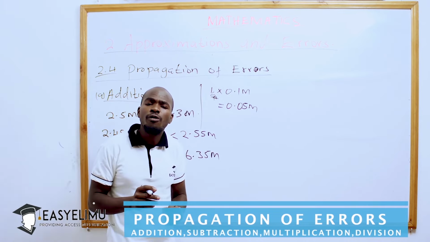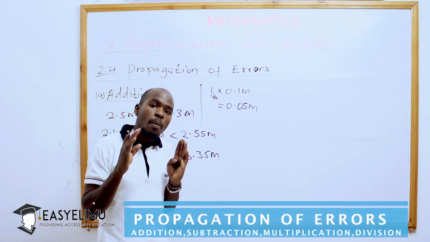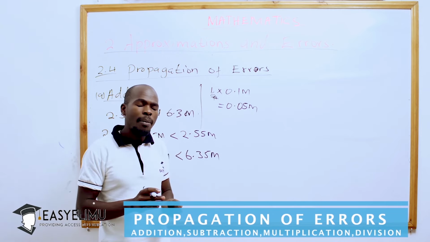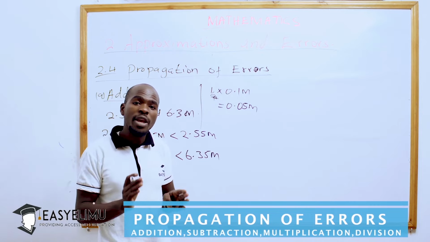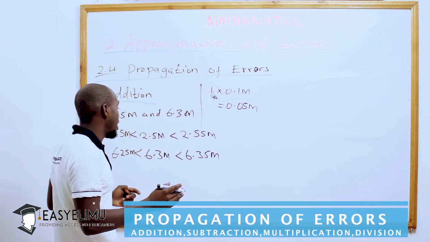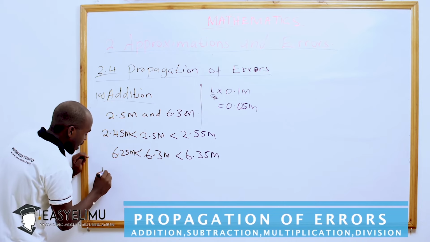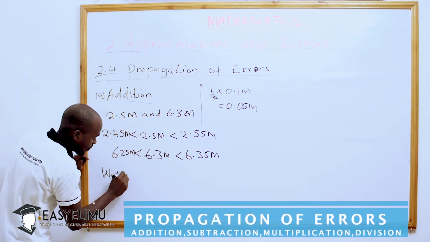So we need to find the maximum possible sum, and also find the minimum possible sum and the working sum. So let's start with the working sum.